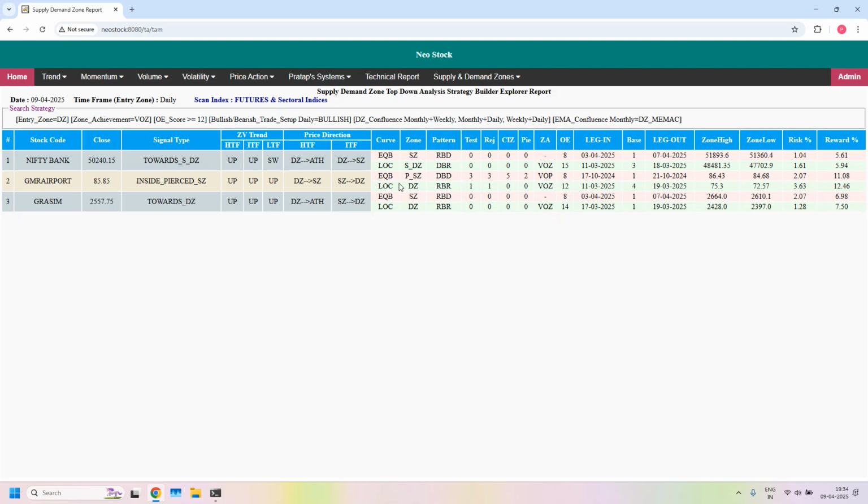See, GMR Airport is already tested once. And it even reached its pierced zone target zone. So excellent, right? That means GMR Airport has already given you 12% return. Amazing. Previously, this zone might have been tested already.